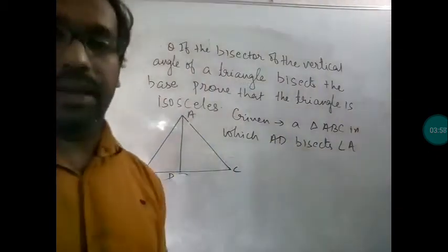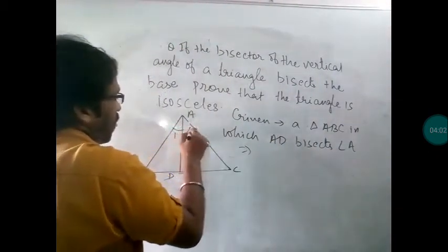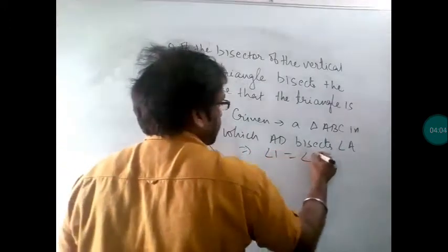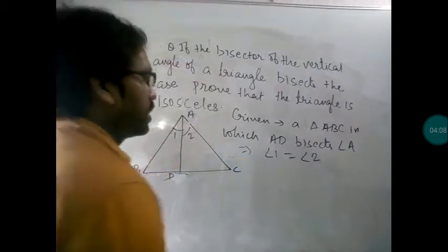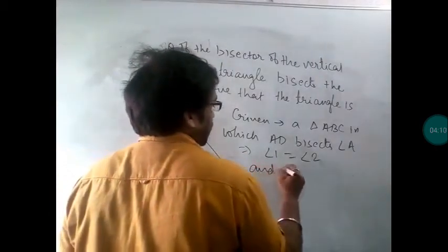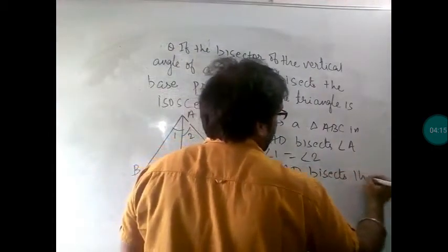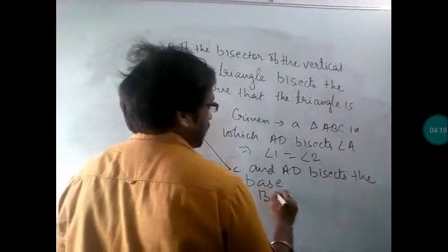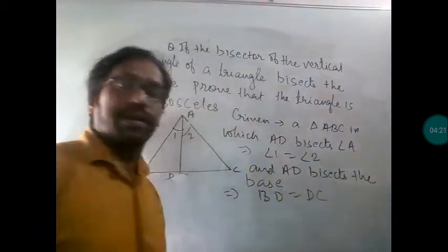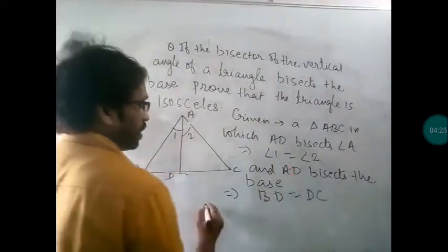That means angle 1 is equal to angle 2 here. Now at the same time it is saying that AD bisects the base also. AD is bisecting the base also. That means BD is equal to DC. That means BD is equal to DC.